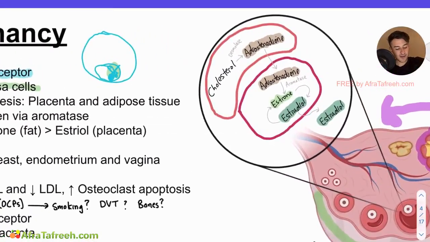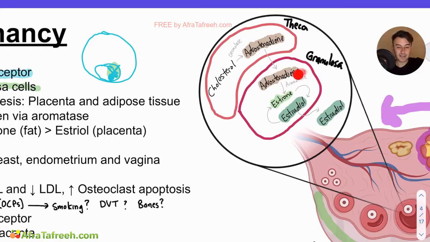So zooming into our diagram here, we have our theca cell, which is this squamous type cell, whereas we have our granulosa cell here, which is a cuboidal cell. It's our theca cells that take cholesterol as a precursor, and through desmolase, they make androstenedione, which is an androgen.